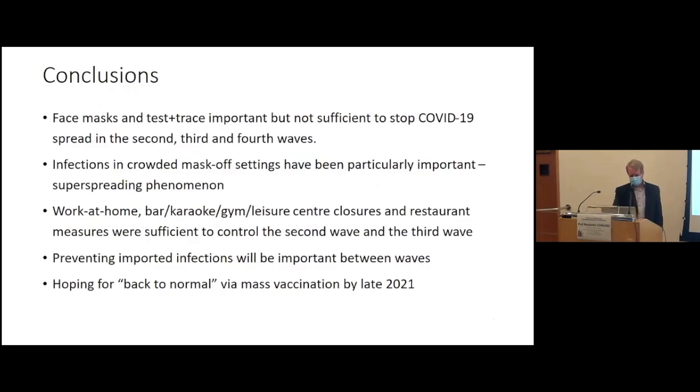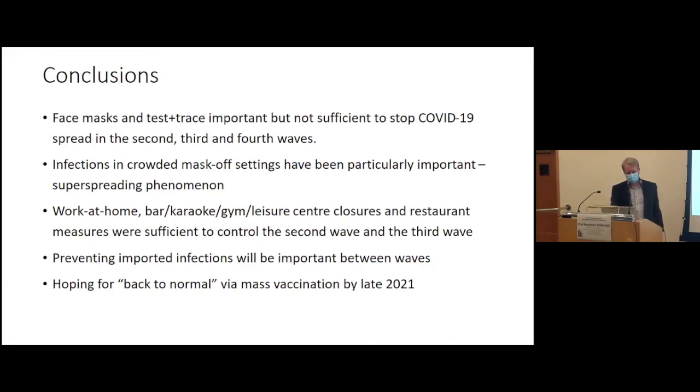So I'm coming to an end. I've shown data and talked about how face masks and test and trace are definitely really important, and they've been helping us a lot in Hong Kong to stay on top of COVID, but we do need social distancing measures as well. Infections in crowded mask-off settings have been particularly important, and I think those crowded mask-off settings are the ones we really need to focus on in dealing with the 4th wave and any subsequent waves in Hong Kong.